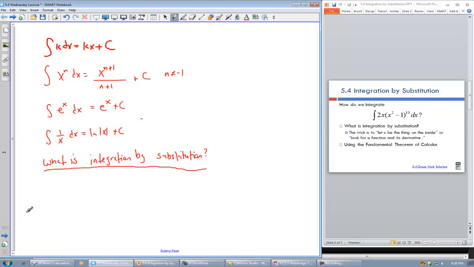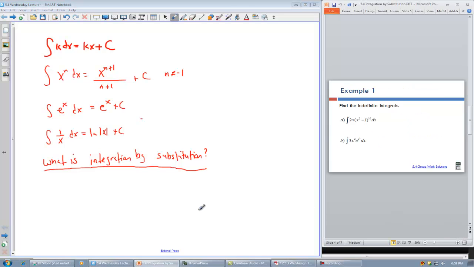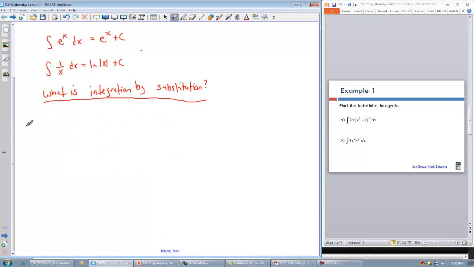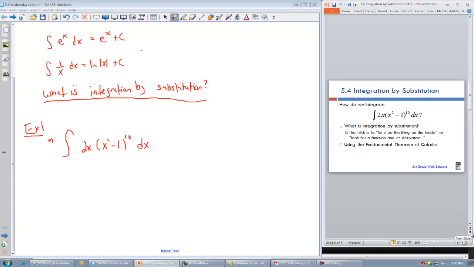All right, let's look at an example. So our first example, which is going to be just what we had before. Example 1, we want to find the following indefinite integral. I'm going to take part A, the integral of 2x, just the one we had before, x squared minus 1 to the 10th dx. And I want to explain to you what this integration by substitution is.